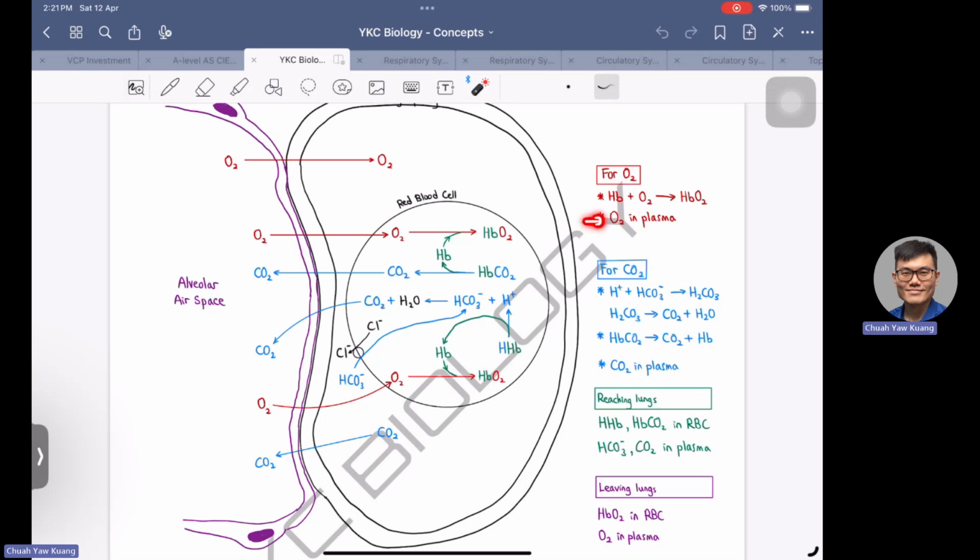Well, in the second pathway, there will also be some oxygen that, after it diffuses into the blood, will stay inside the plasma as oxygen molecules.